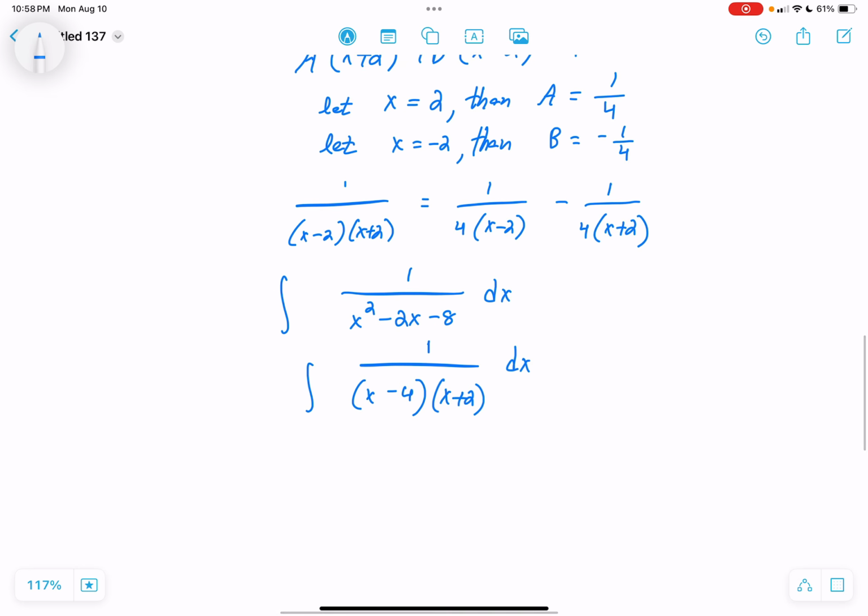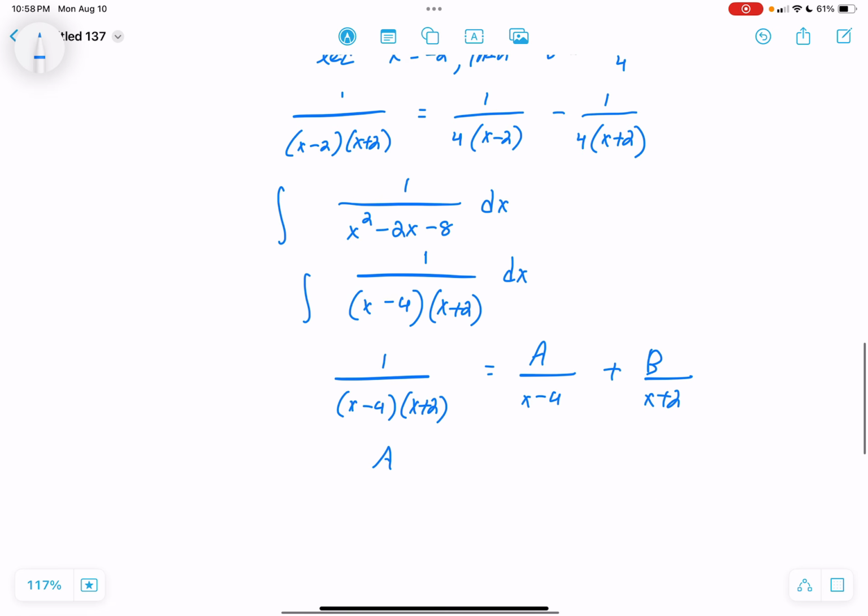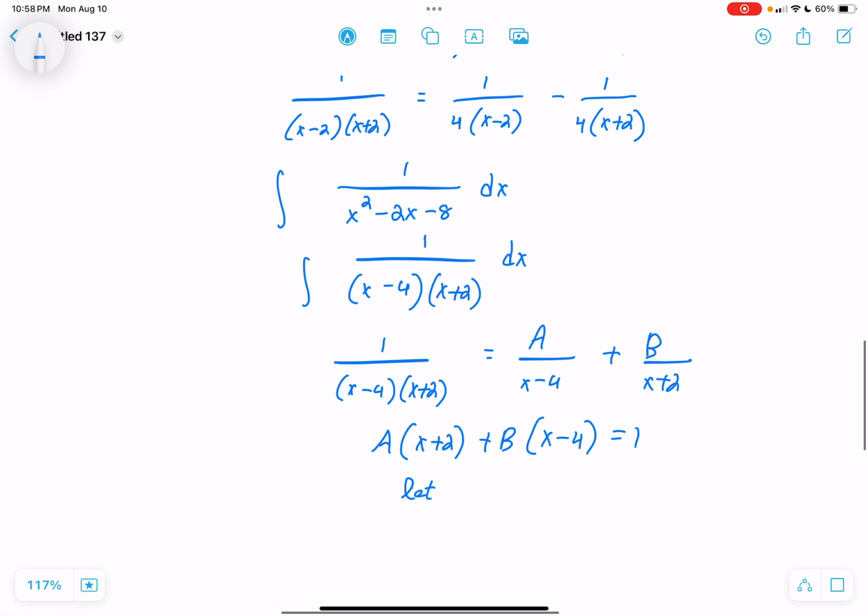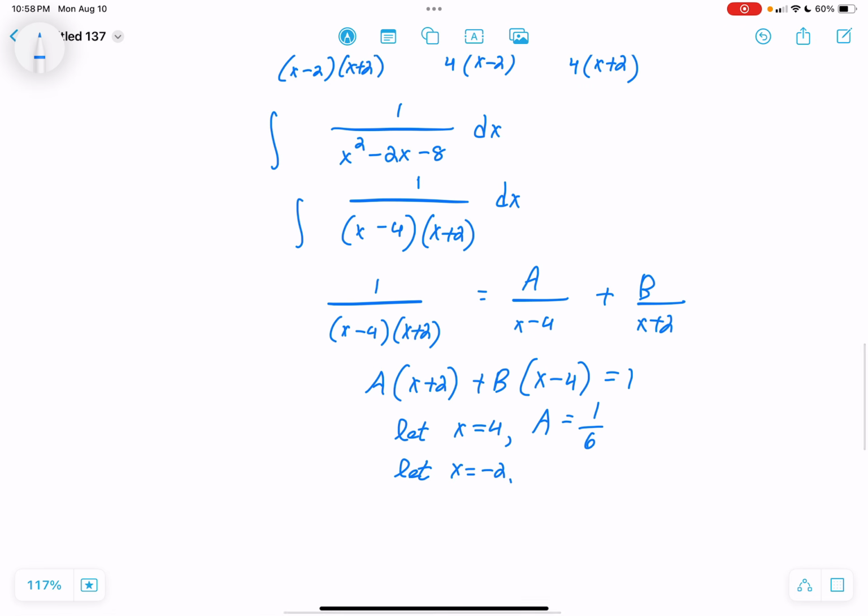Now I can use linear partial fractions. 1 over x minus 4 times x plus 2 equals a over x minus 4 plus b over x plus 2. I can say a times x plus 2 plus b times x minus 4 equals 1. Now, if I let x equal 4, my b cancels, and I will get 6a equals 1, so a must equal 1/6. If I let x equal -2, then my a will cancel, and I get b equals -1/6.